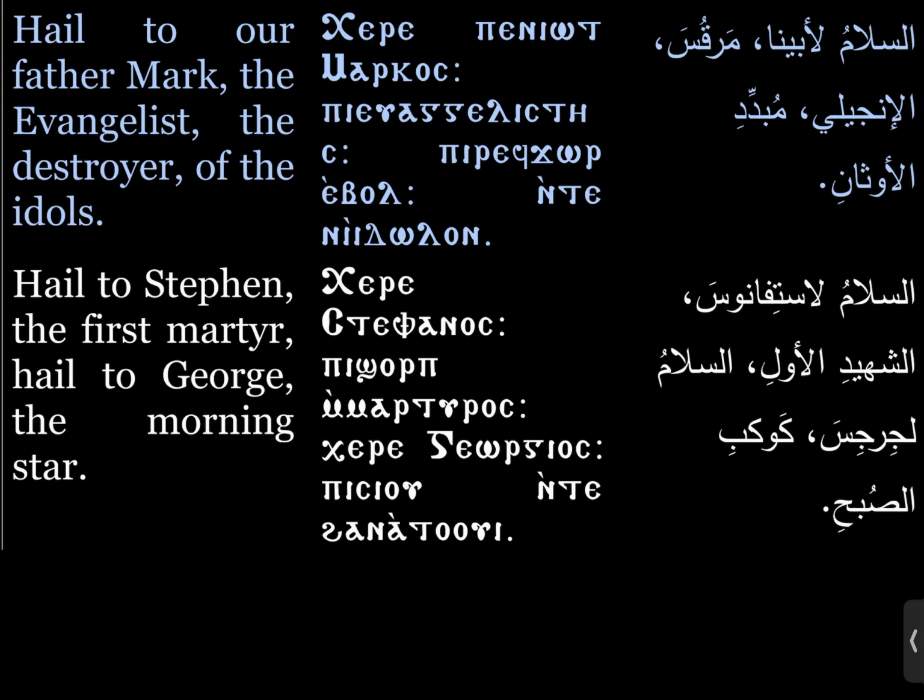Okay, so here's how the first part is going to go. Shere Stefanos. One more time. Shere Stefanos. Okay. Then the P in pi shorp and the Ma in martiros is going to be held. Pi shorpema artiros. So let's do it from the beginning.